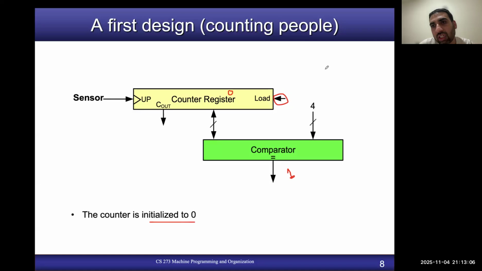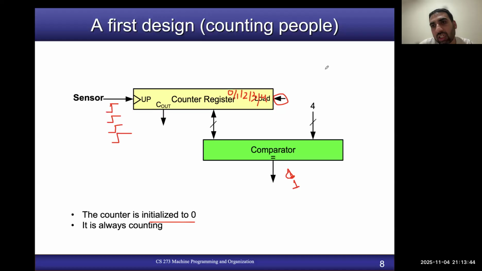And then it is always counting. When the first person passes, the sensor will give us a transition on the input signal, so 0 will be incremented to 1. When the second person passes, another clock will arrive, so this will be incremented to 2, but 2 and 4 are not equal, so on the output we will still have 0. Then on the third transition, this will be incremented to 3, and on the fourth transition, to 4. At this point the two inputs of the comparator become equal, and the output of the comparator will be 1.